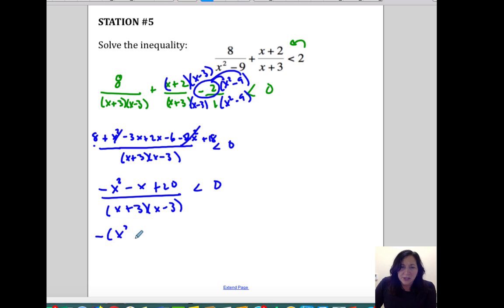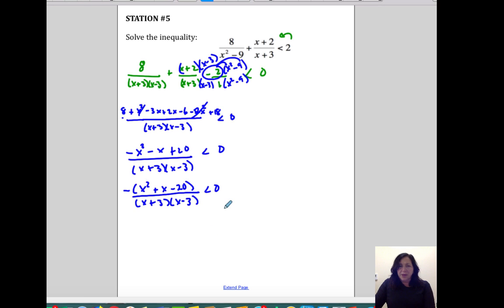That's going to give me x squared plus x minus 20 over x plus 3, and then x minus 3 less than 0. And yeah, I think that's my best bet, is to get rid of this negative. So I'm going to divide by -1. I'm also at the same time going to factor my numerator.